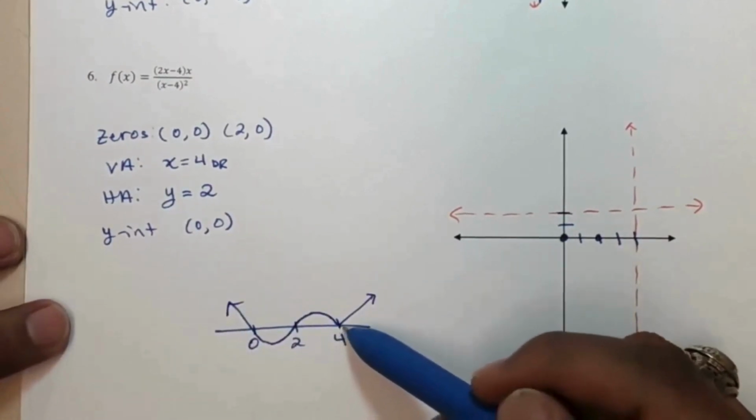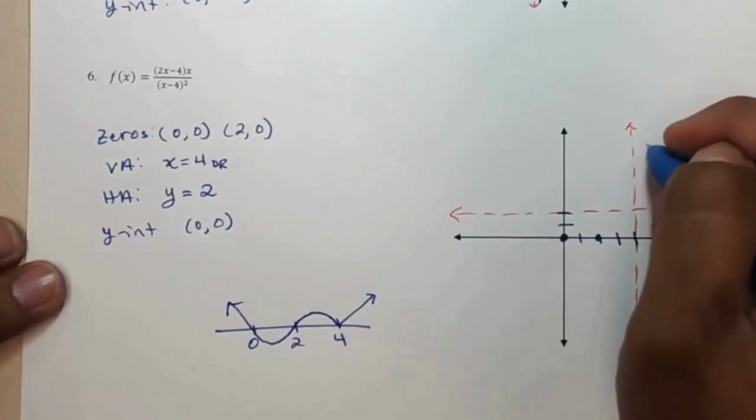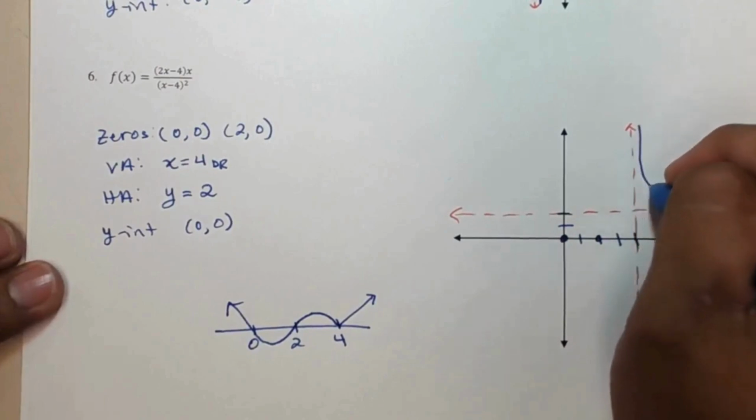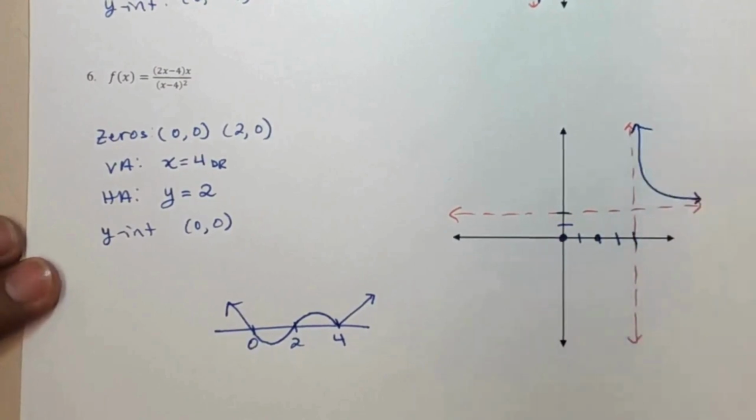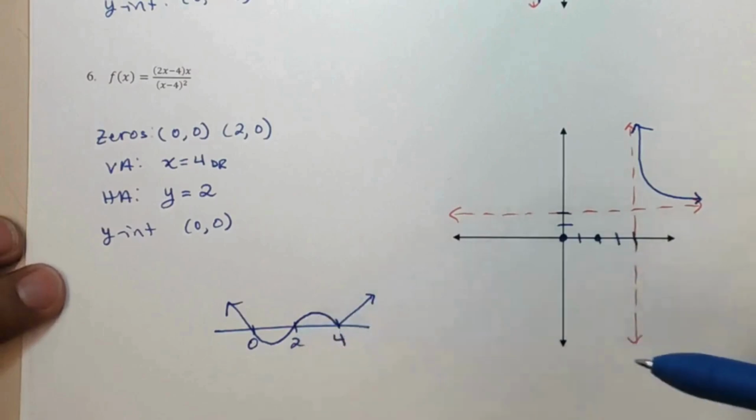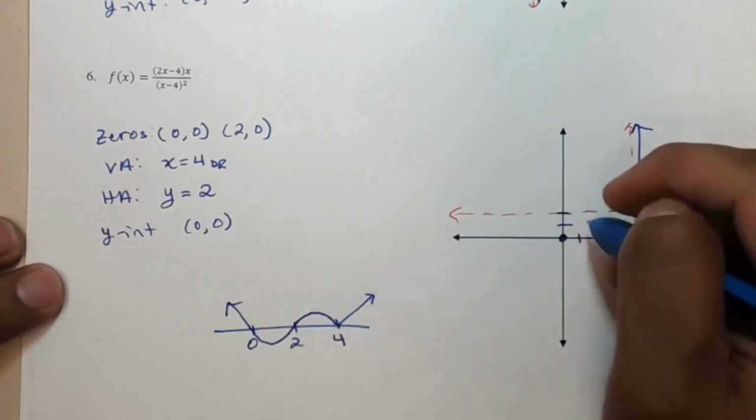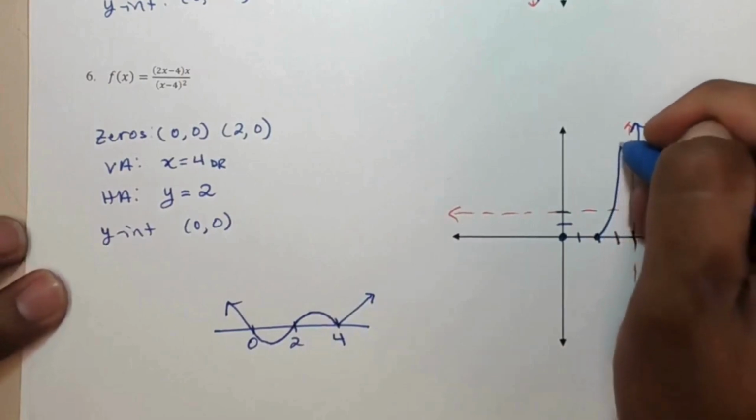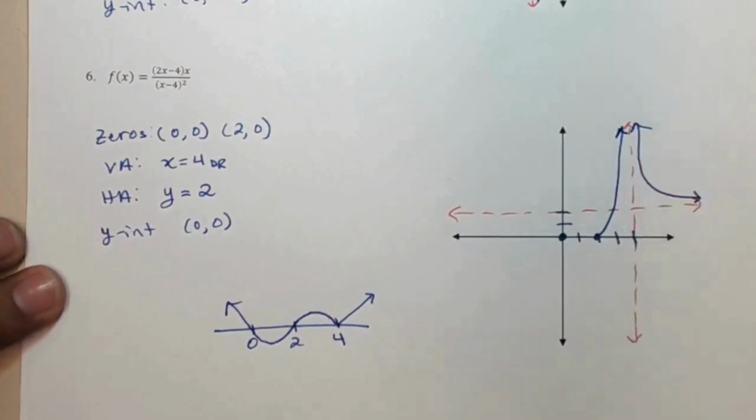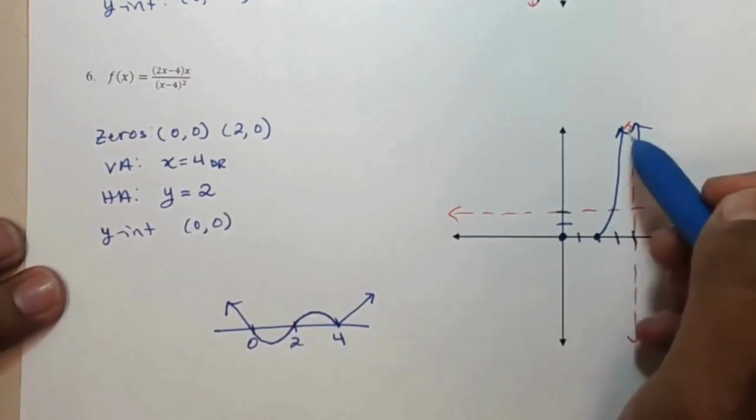So to the right of 4, it's always above the x-axis. So we end up having a piece of the graph that's up here. Between 2 and 4, it's also above the x-axis. And you end up getting this piece of the graph. So it needs to go towards the vertical asymptote.